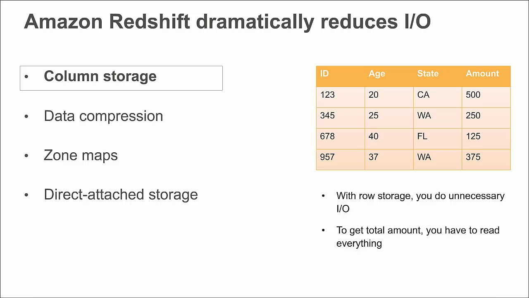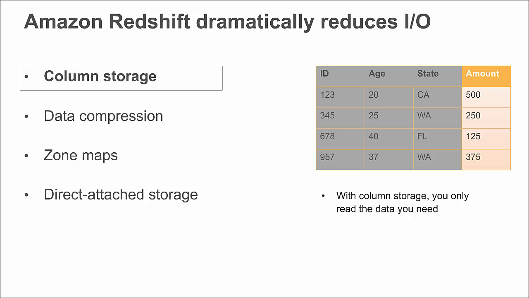So with column storage, you're only reading the data that you ultimately need to get to. Here's an example of column storage where, with the same table we had on the previous slide, I just want to query the amount column. Maybe I want to see all the amounts, maybe I want to see a sum. With column storage, it's going to go directly to the amount column and just give me all the information about the amounts that are there.